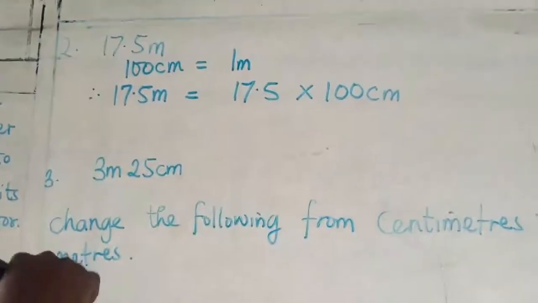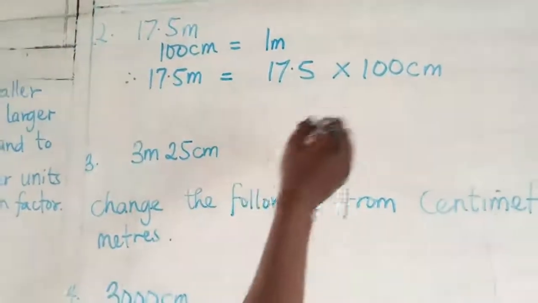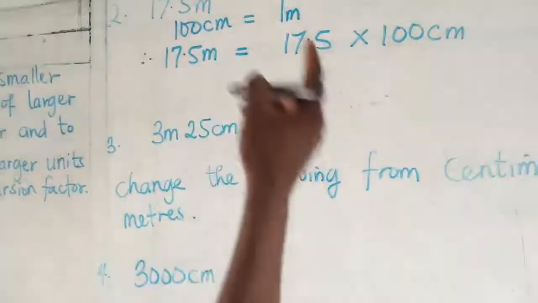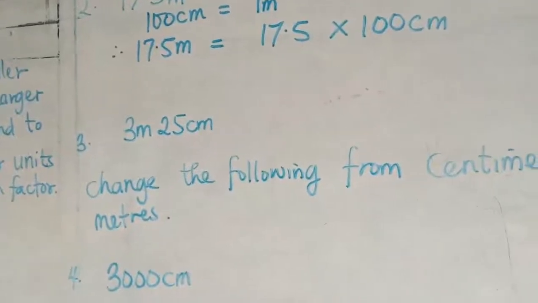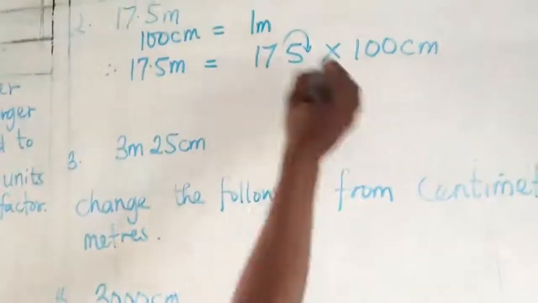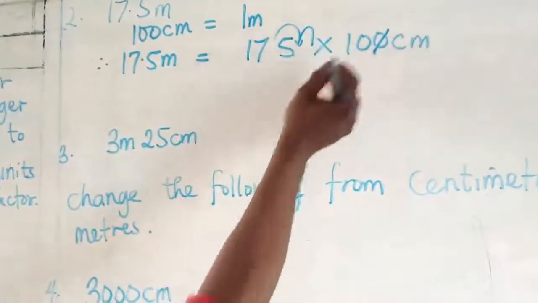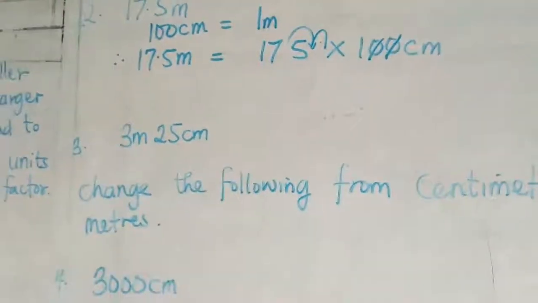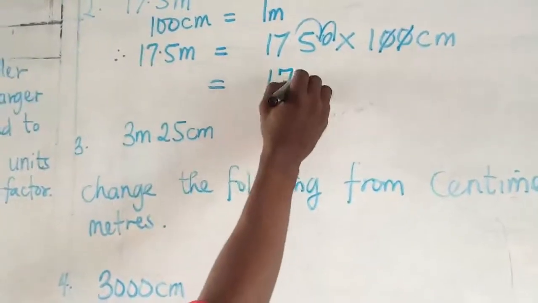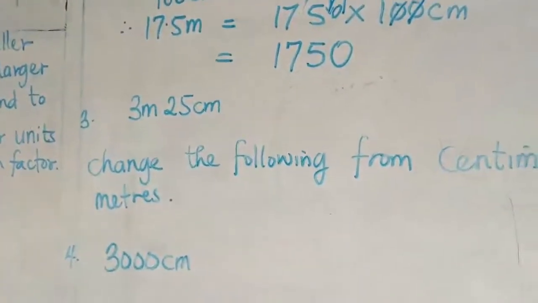In 100 we have 2 zeros, so we move our decimal point, and then to cancel is one of the zeros. When you are multiplying, you move the decimal point to the right. So 17.5, you move the decimal point to the right once, you take away 1 zero, then you are left with 1 zero. Move it again, take this zero. Now there's an empty space here. You fill it up with 0. So our answer becomes 175, and then this 0 times 1. Any number times 1 is that same number.